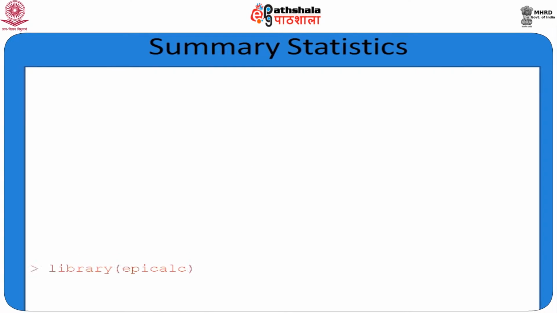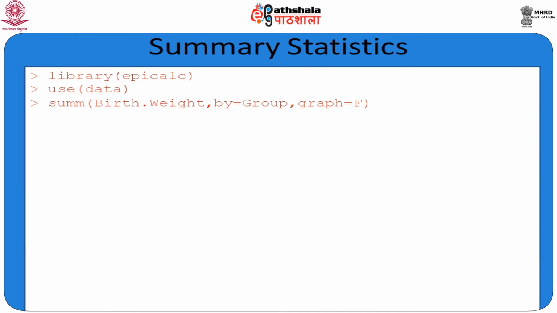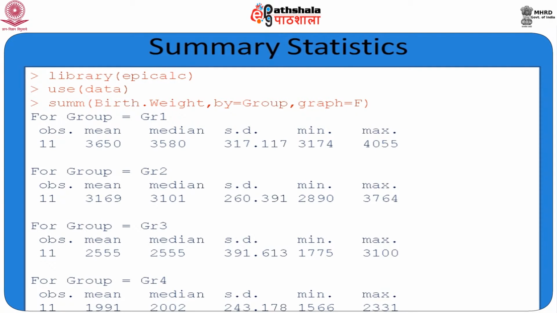As I told you, I'll generate a few basic descriptives. To generate the descriptives, I'll call the epicalc package and use the function summ, and use the function that attaches the data, so that directly you can access the columns of the data frame. Here I generated the summary of birth weights stratified by the different groups. The mean and median are not that different, so it seems the data is quite symmetric.